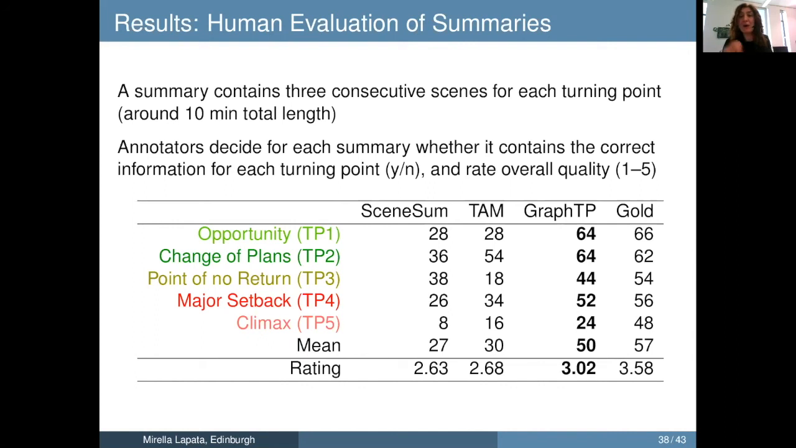Now, interestingly, we can also see which things the model is doing well or badly. Opportunity is fine, change of plans is fine, point of no return, not so fine, major setback, okay, climax, very difficult. And I observed this myself. I could never hit the climax right. It's difficult, in particular in action movies where so many things happen and they're all very similar. And as for the rating, no surprises there. SceneSum and TAM are almost indistinguishable. GraphTP is better, and of course the gold, much better.